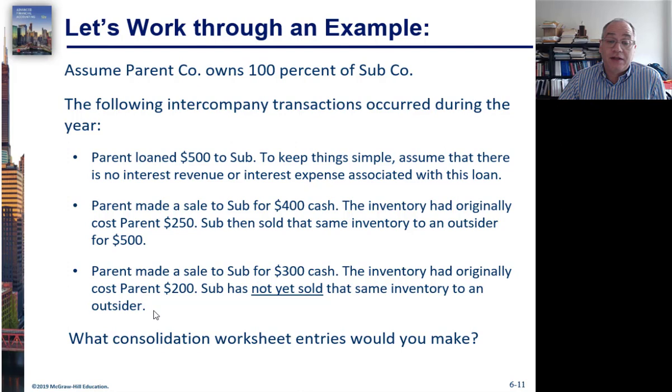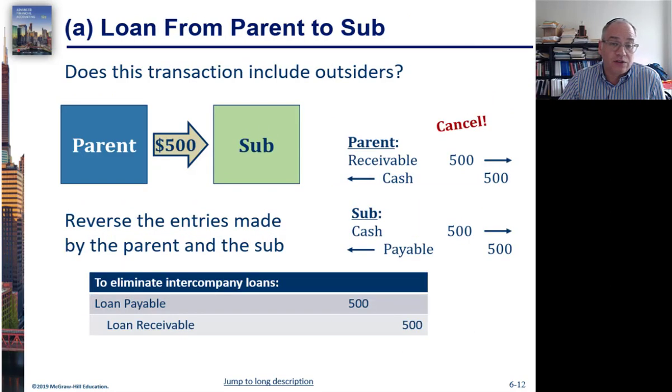And the parent also made a sale to the sub for $300. The inventory originally cost the parent $200, and the sub has not yet sold that inventory to an outsider. So let's see what would happen. First of all, we have this loan. The parent loaned $500 to the sub, and the parent at the time debited receivable and credited cash. The sub debited cash and credited payable.